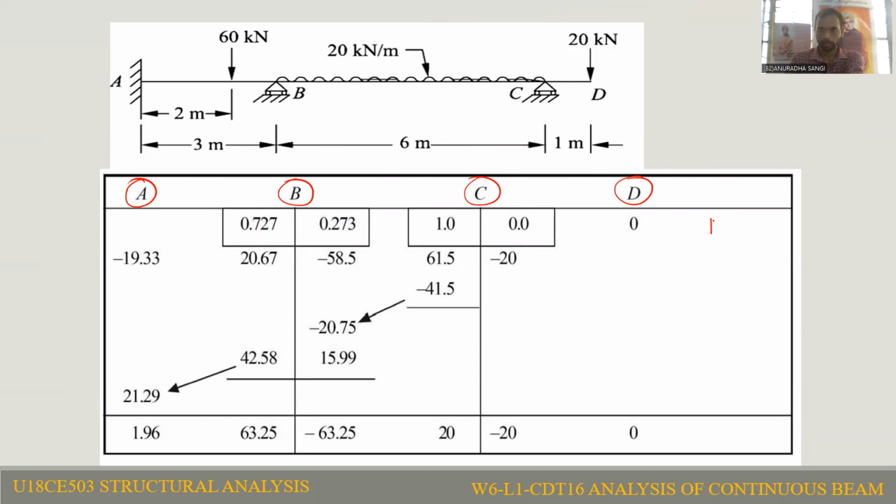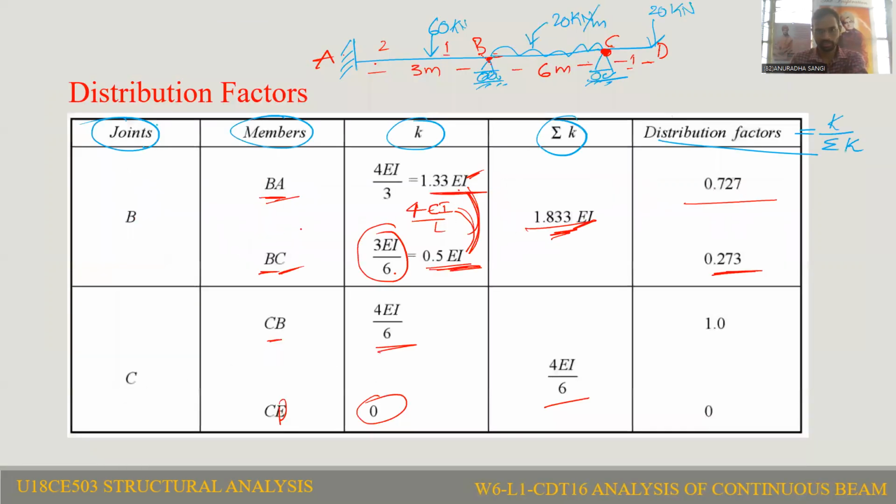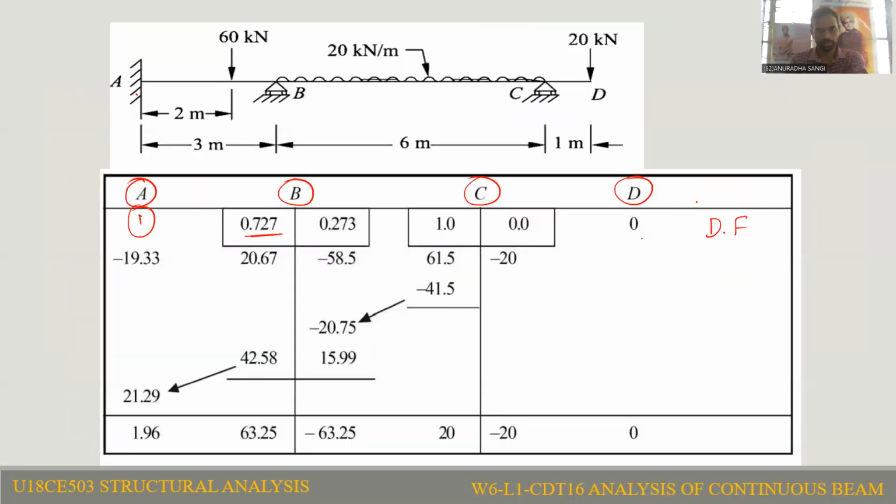You need to write the distribution factors, DF. So the distribution factor at A will be 0. Let us say this is 1. At D it is 0. At B, the BA member is 0.727, that we are calculating just now, that we need to write. And for BC 0.273, CB 1, CD 0.